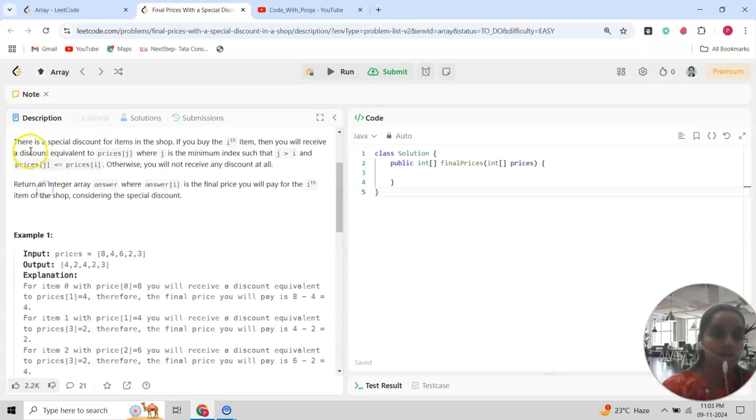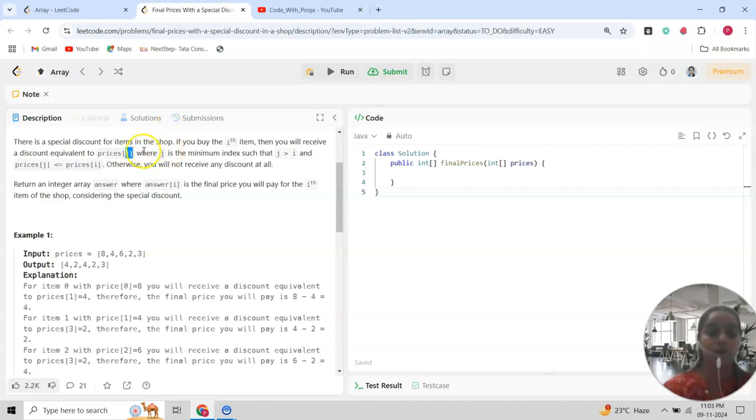Now there is a special discount for an item in a shop. If you buy the ith item, you will receive a discount equivalent to a price. Let's suppose you are buying the first element. Then you will get the discount according to the jth element. Maybe it's the first, so the discount will come from the second. If the first element has a particular amount, you will get a discount of the amount which is at the jth index.